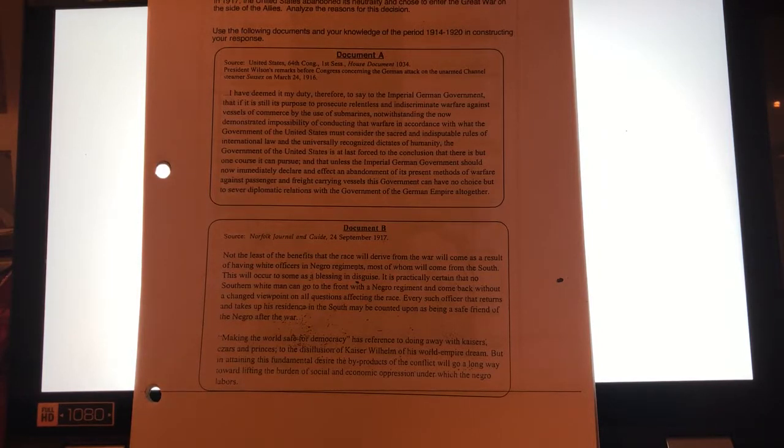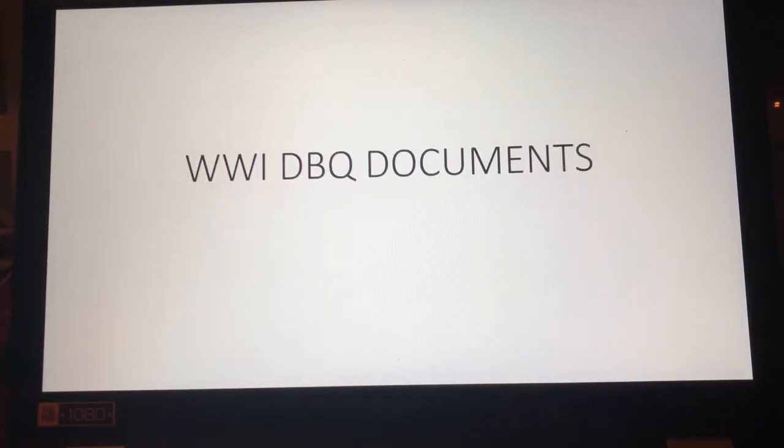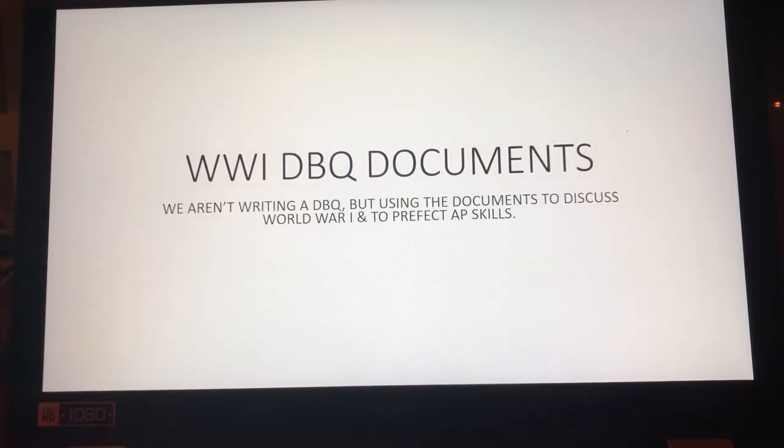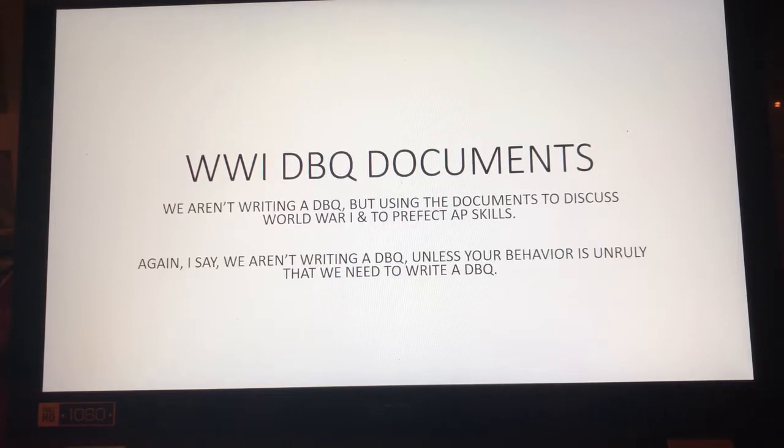But if within the next week or so, it's deemed that y'all have not been model citizens, we could do this DBQ. So you're going to have it like this, but I'm actually going to pull it up on a screen. I've focused it in a little bit better because last time I had issues with having to record. So we aren't writing a DBQ, but I'm using the documents as a way to discuss World War I and perfect AP skills. Also, we are not writing a DBQ again unless your behavior is unruly.